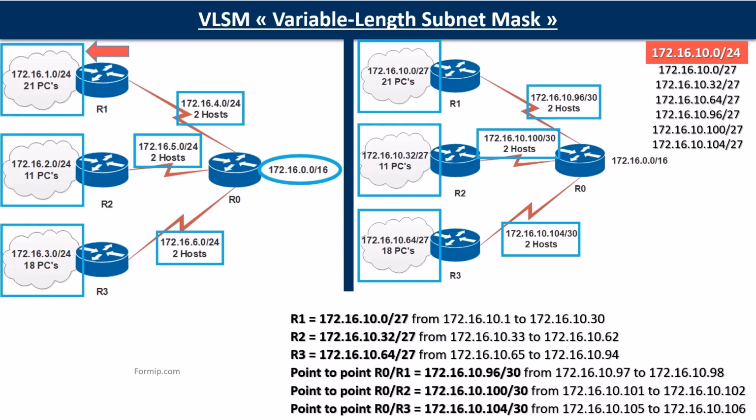VLSM is a very important technology for large networks. It can only be used in networks that have routing protocols that support it. RIPv2, OSPF, and EIGRP routing protocols are fully compatible.